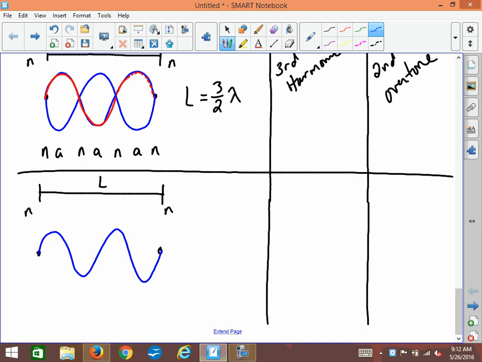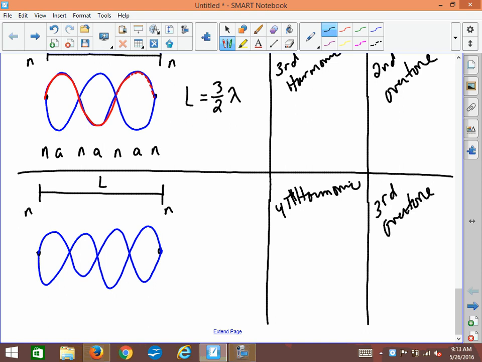and this wave would then reflect back on itself to produce this standing wave pattern, which now has 4 loops. This would be called the 4th harmonic, or the 3rd overtone. If we look at the relationship of L and lambda, the wavelength, here's 1 lambda. Well, guess what? In order to get the full length of the string, I need 2 of those lambdas, which means the length of this string is equal to 2 lambdas.